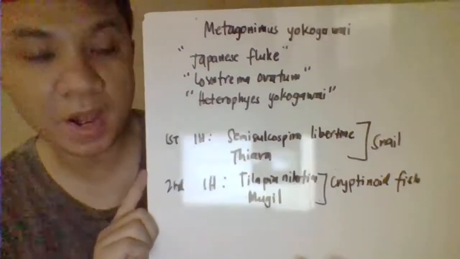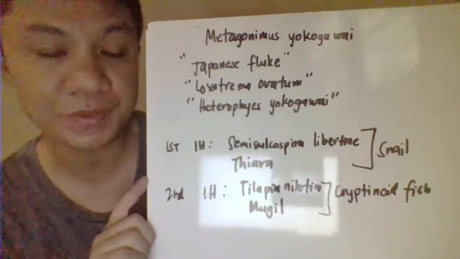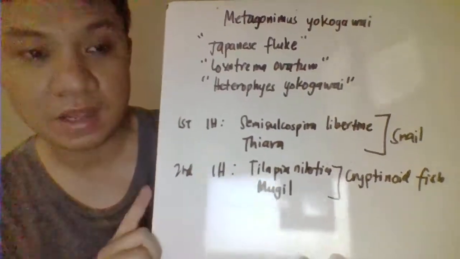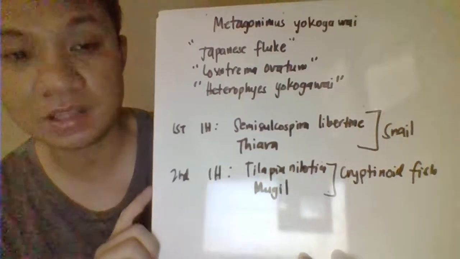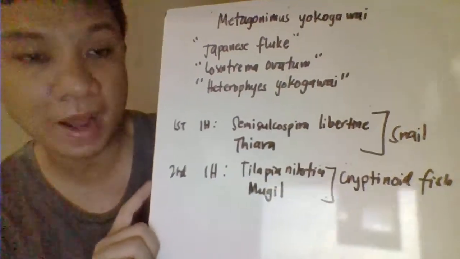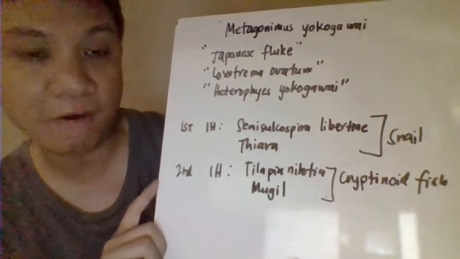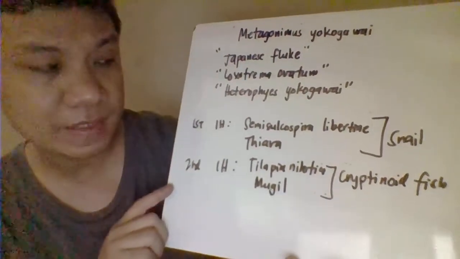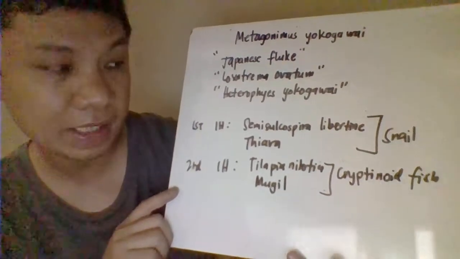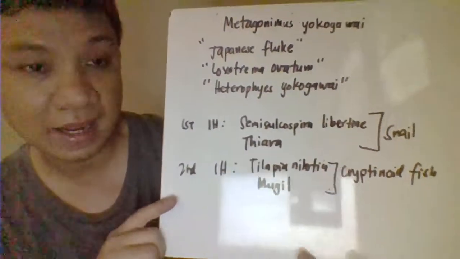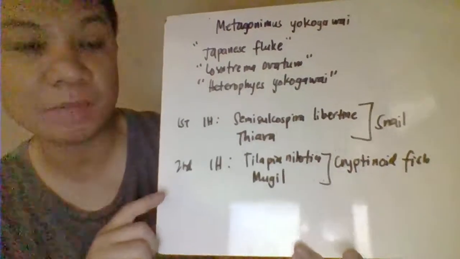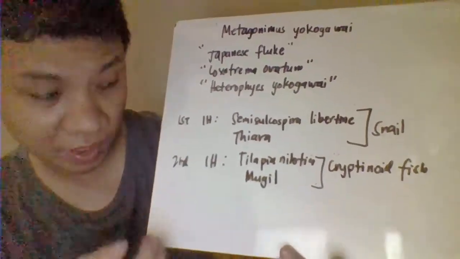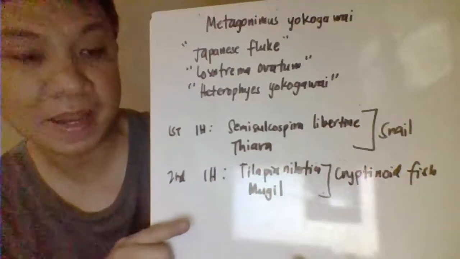Okay, and another one, we have here Metagonimus yokogawai. Other name for that one is Japanese fluke. Other names for that are Heterophyes yokogawai or Loxotrema ovatum. The first intermediate host is also a snail. This includes Semisulcospira libertina and Thiara. The second intermediate host would be cyprinoid fish or salmonoid, so we have your tilapia and even your mugil.